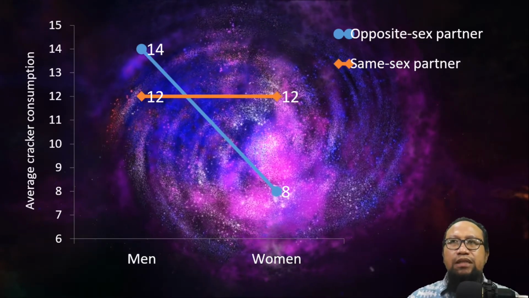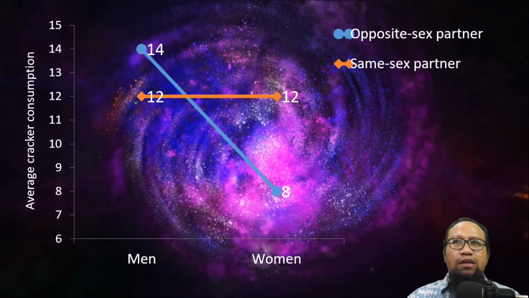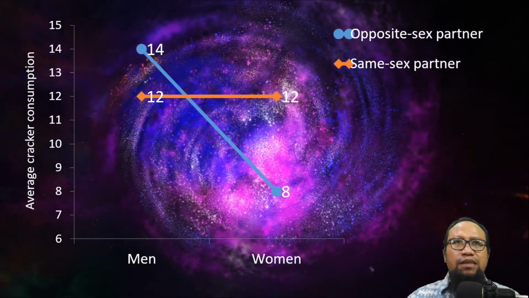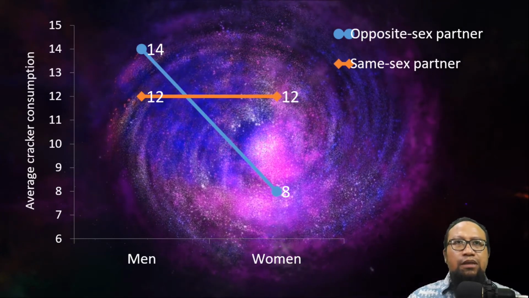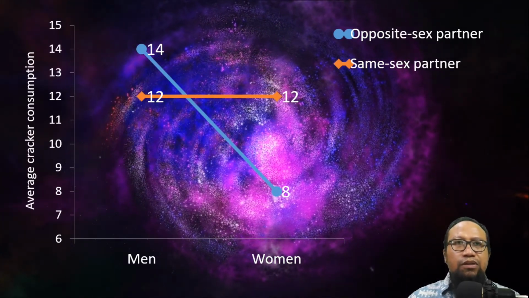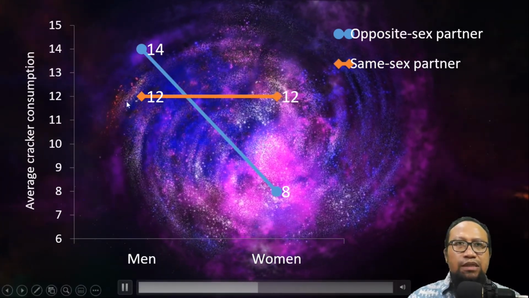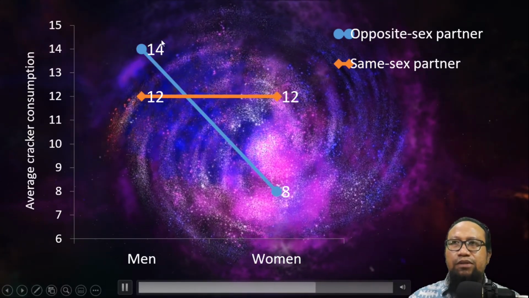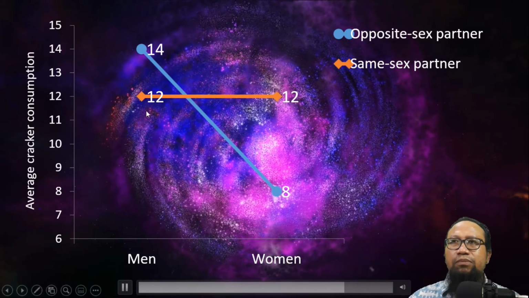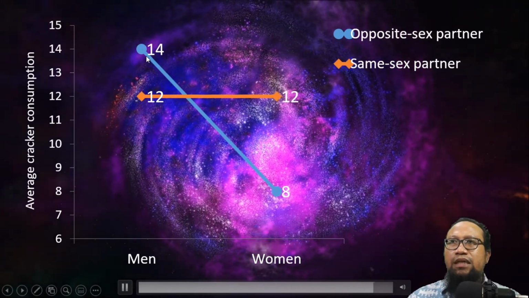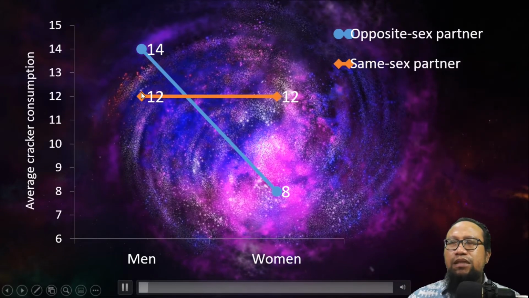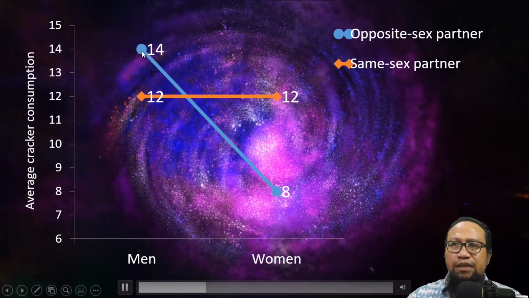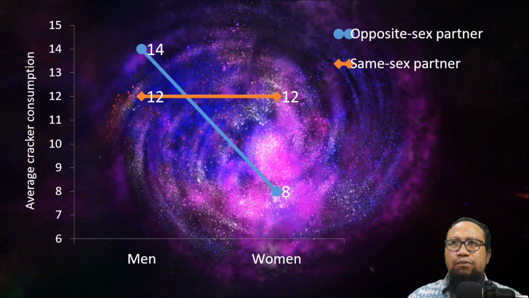Here we can see that men ate about the same amount when their partner was the same sex or the opposite sex. The average is around 13. So this is men when they eat with a same sex partner and with an opposite sex partner, it is the same.